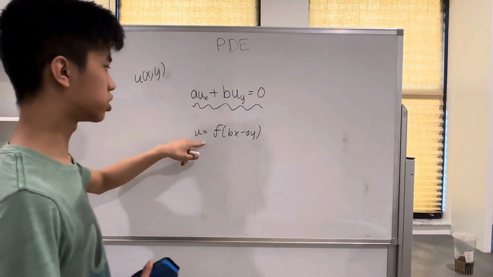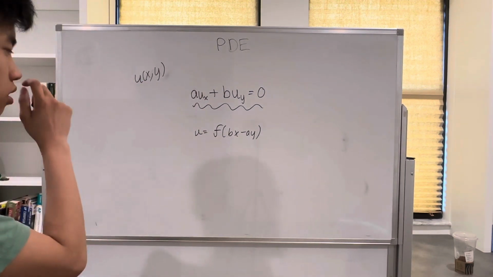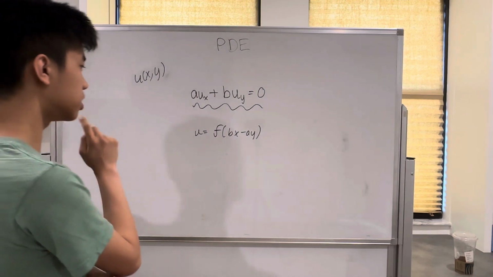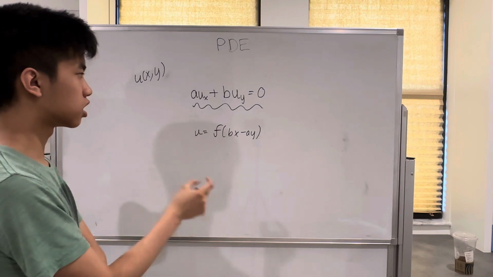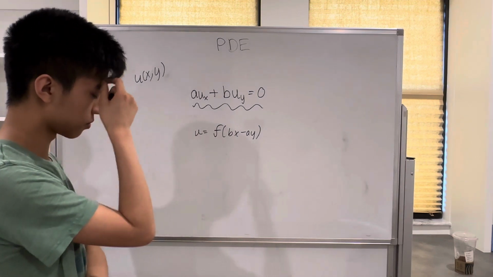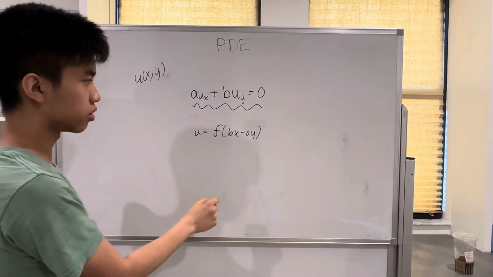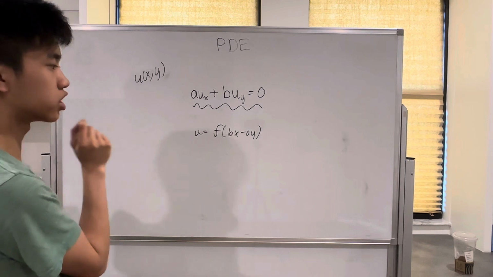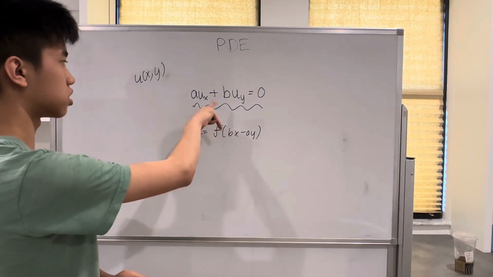So we know that u is equal to f of bx minus ay, but what is f? Well, it turns out f can be any function as long as it remains continuous and has certain properties that allow it to be differentiated. As long as it fulfills those, it can be a solution to this equation.